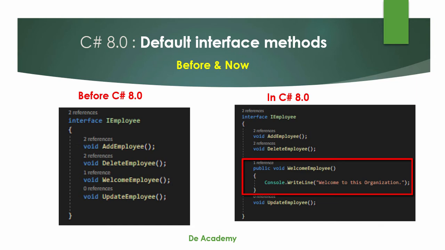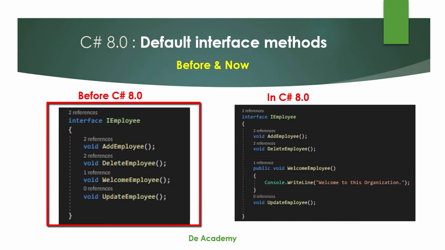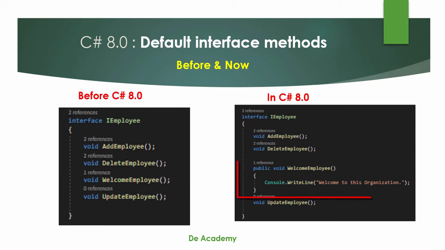So before C# 8.0, we were able to add only the method signature in the interface. We were not able to add any concrete implementation or the method body of a method in the interface. But in C# 8.0 and onwards, we can add concrete implementation or the default implementation or the method body in the interface itself. So when an interface contains a method having default implementation or the concrete implementation, in that case, that method is called default interface method.